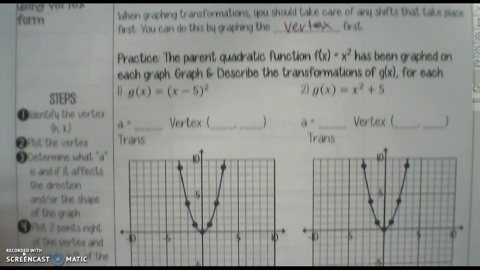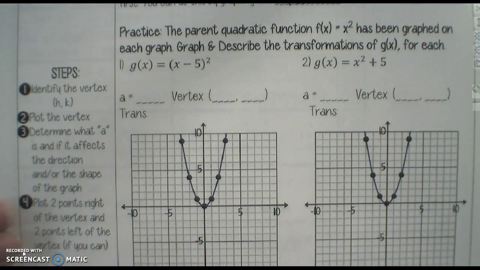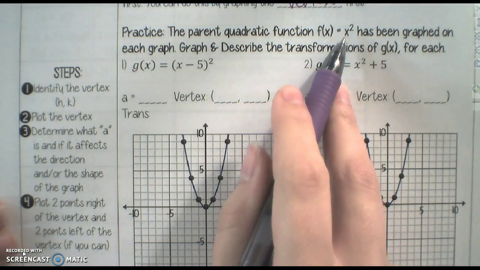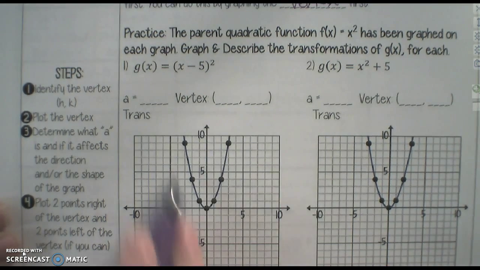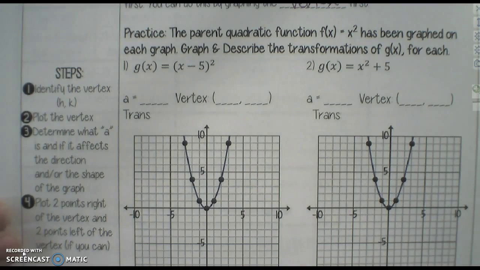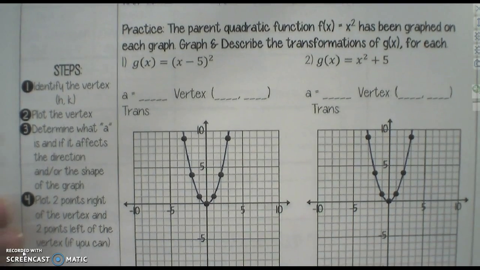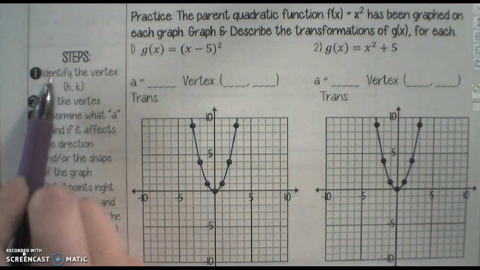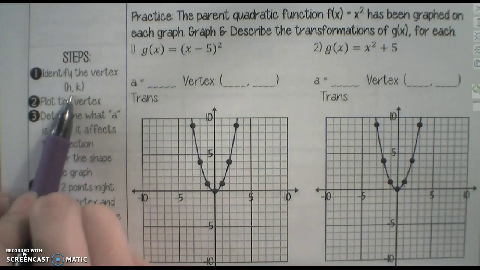So we're going to practice in this next section where our parent function is x squared. So it is a quadratic graph, and it looks like this. We've already graphed it here. And we can just then see what's happening when we graph our new ones. So we're going to identify the vertex first.